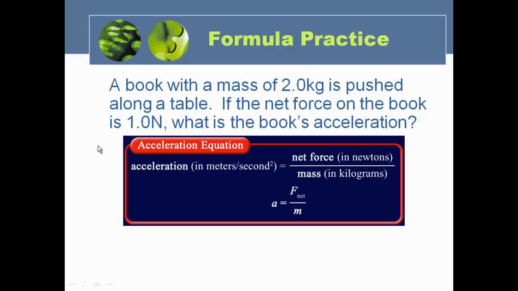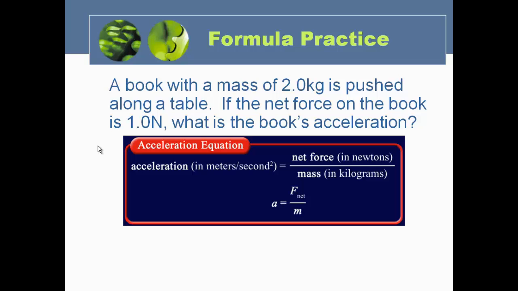So here's a very basic math problem. A book with a mass of 2 kilograms is pushed along a table. If the net force on the book is 1, so remember, guys, there is a net force, meaning there are unbalanced forces acting on it, which means the object is going to change its motion. That is what the first law says. So you can see how the first law and the second law are tied in.